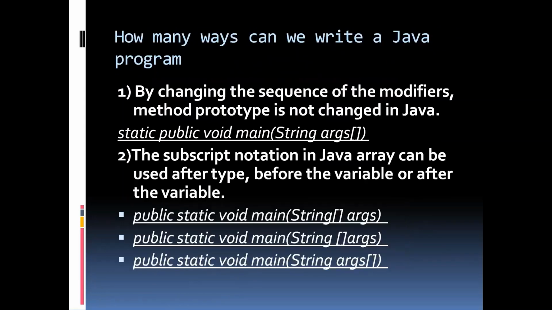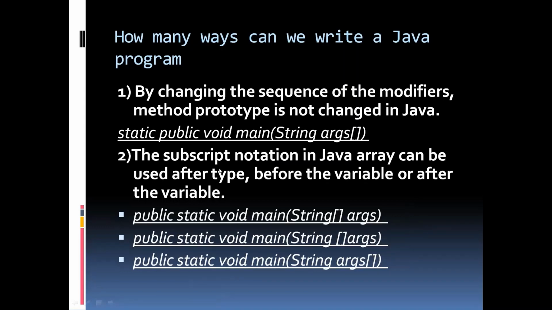How many ways can we write a Java program? The first way is by changing the sequence of the modifiers and the method. The prototype is not changed in Java. Here is an example where the modifiers and methods are interchanged: static public void main(String[] args). This is a valid main method.